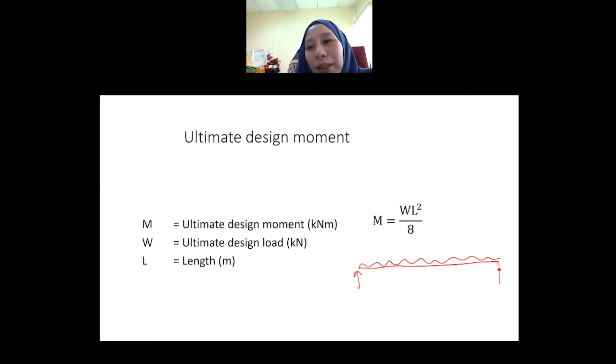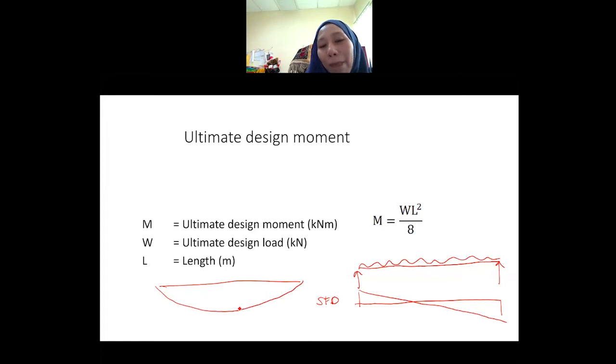Okay. This is the formula, kalau you masih ingat lah. This is formula bila you have loading yang uniform and only UDL saja. Uniformly distributed load. The uniform throughout the beam length. Okay, so you boleh terus pakai this one. Ini adalah SFD. Okay, ini adalah BMD. Value kat bawah ni, which is we call it as maximum bending moment, is actually the ultimate design moment.